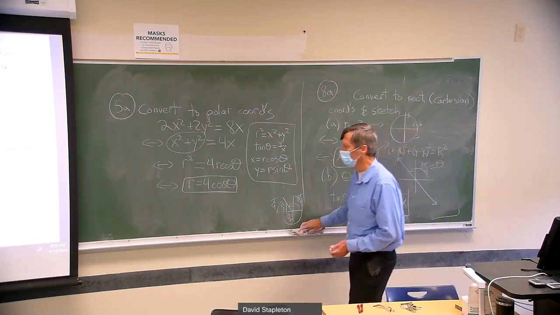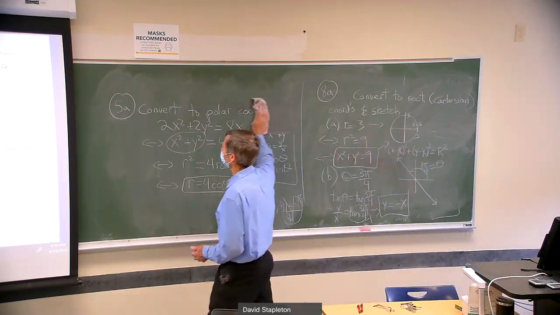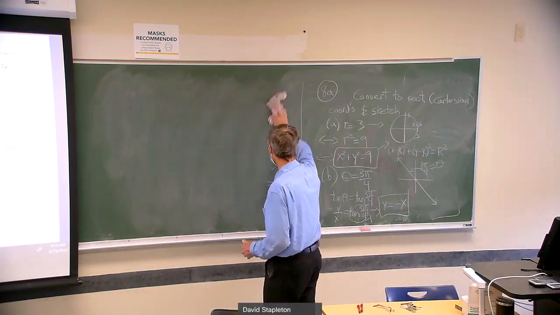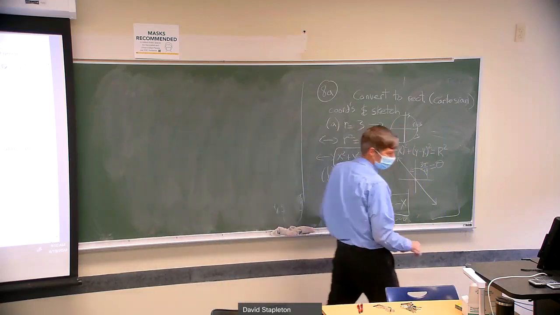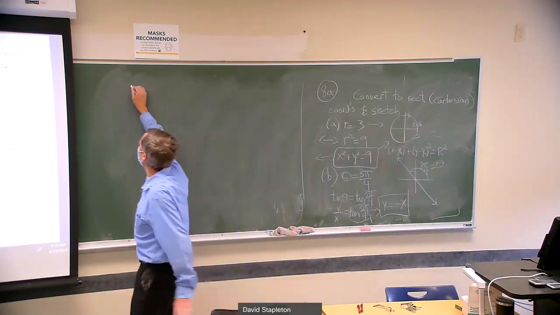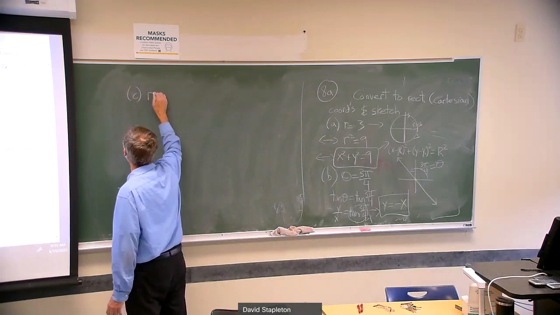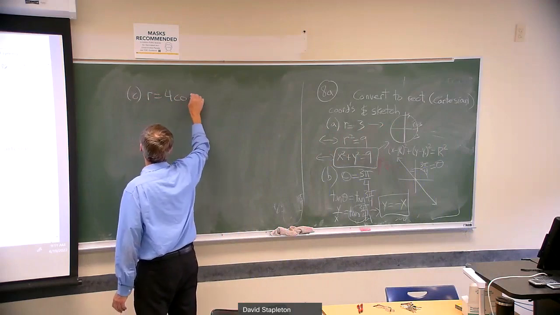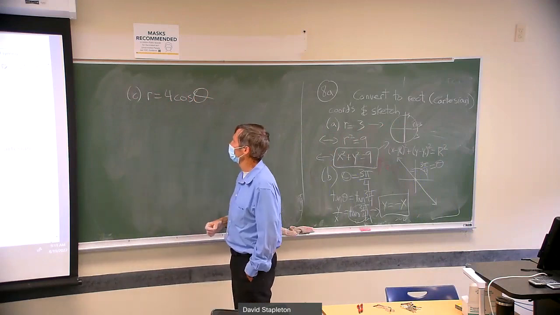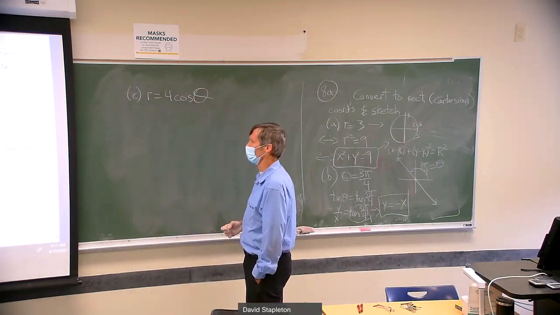Then the trickier one. I should have put more of these on here. I will do one extra. Oh, I erased the equations I need. Fortunately, I don't need them for long, right? C, suppose I asked you to sketch r equals 4 cosine theta. I've got to put some more problems on here. There weren't enough on this one. How do I do that one?